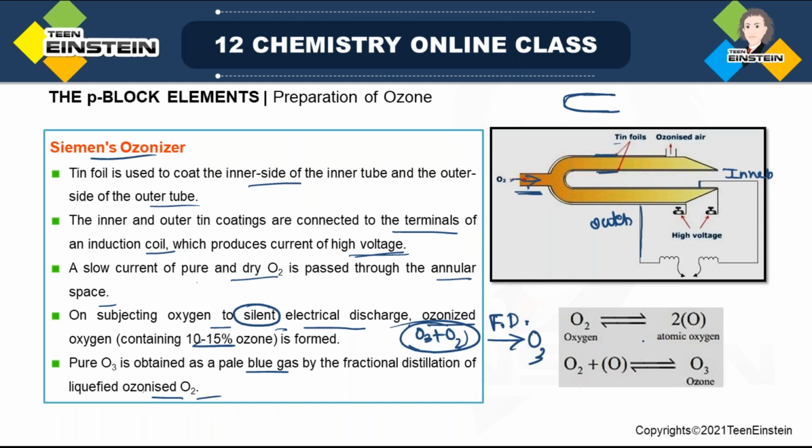So this is the reaction: oxygen is first converted to atomic oxygen. Now this atomic oxygen, which is also very reactive, will combine with O2 and finally we will get ozone. But remember, in this reaction some unreacted starting material, that is O2, will also be mixed. So if you want to get pure ozone, you have to do fractional distillation. Now the important question is why it is silent, that we will see.